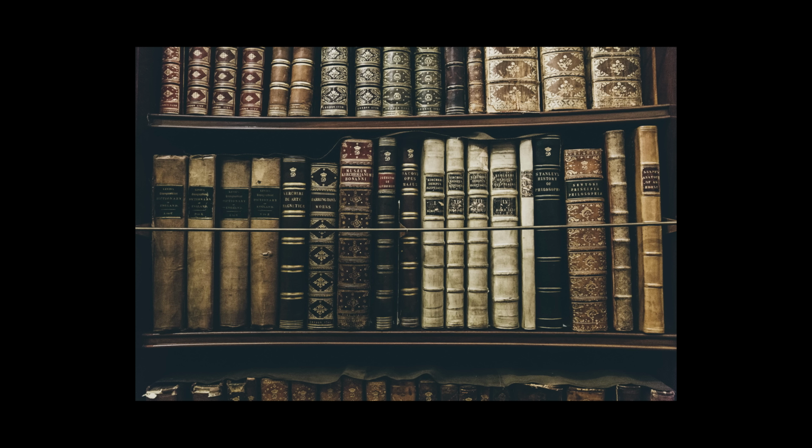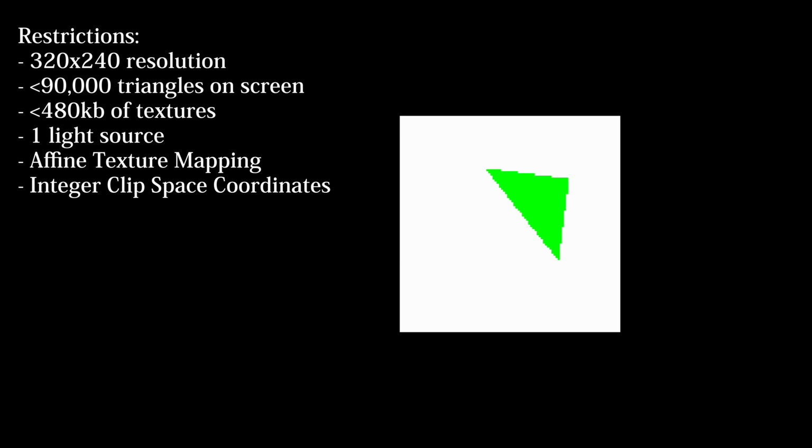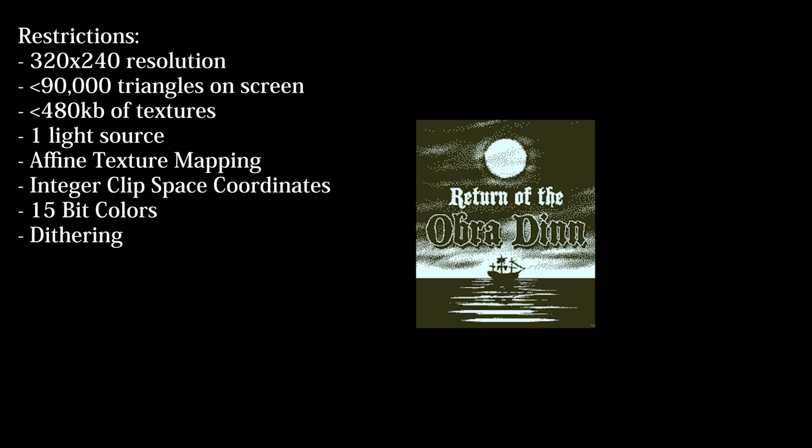If you want to make a historically accurate PS1 game, then your project should be rendered at or less than 320 by 240, have no more than 90k textured and shaded polygons on screen, use no more than around 424 kilobytes of VRAM for textures, one light source, perspective incorrect interpolation, clip space rounding, 15-bit colors, and dithering.